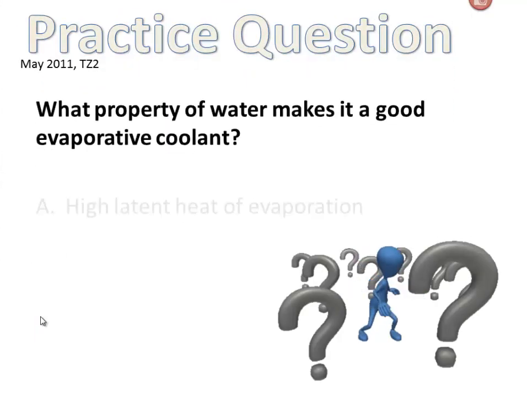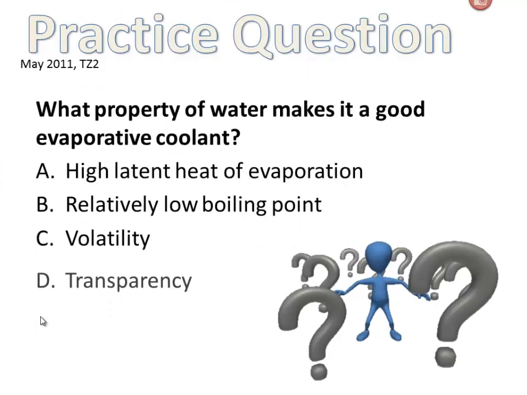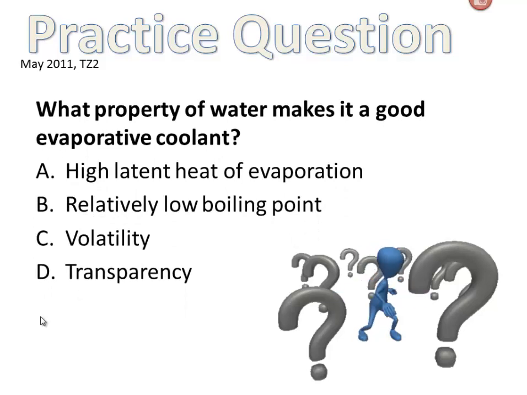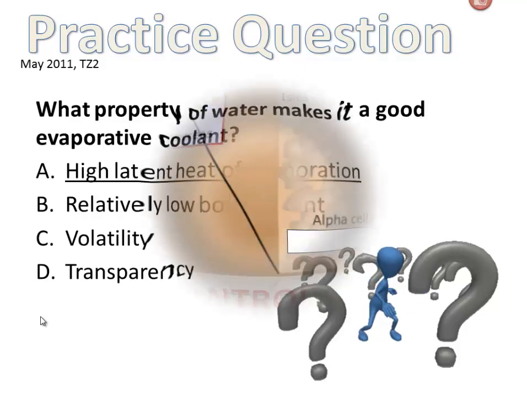So, quick practice question. This question could also apply to the properties of water unit, but see what you can remember from here. What property of water makes it a good evaporative coolant? Pause the video. High latent heat of evaporation. It just means it takes a lot of energy to actually evaporate water. So those water molecules can absorb a lot of energy. And so when evaporation happens, a lot of energy is trapped within those water molecules.